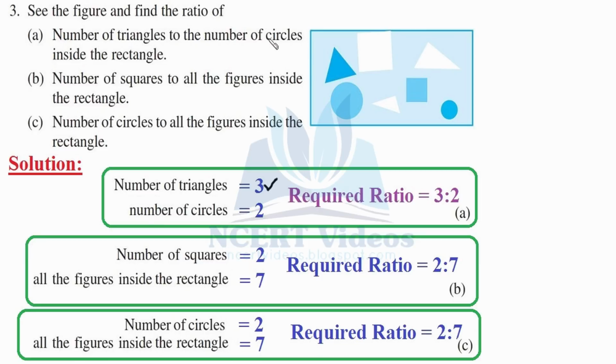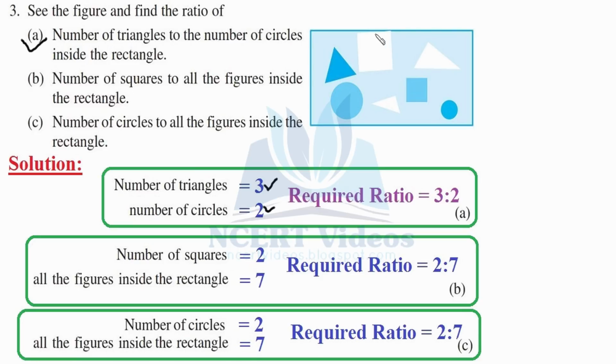Now we have to find the number of circles. The circles are 1, 2. There are 2 circles. Therefore, we write number of circles equals 2. And the required ratio is triangles to circles, that is 3:2. So this is your A part. Now B, number of squares to all the figures inside the rectangle. Let's count the number of squares.